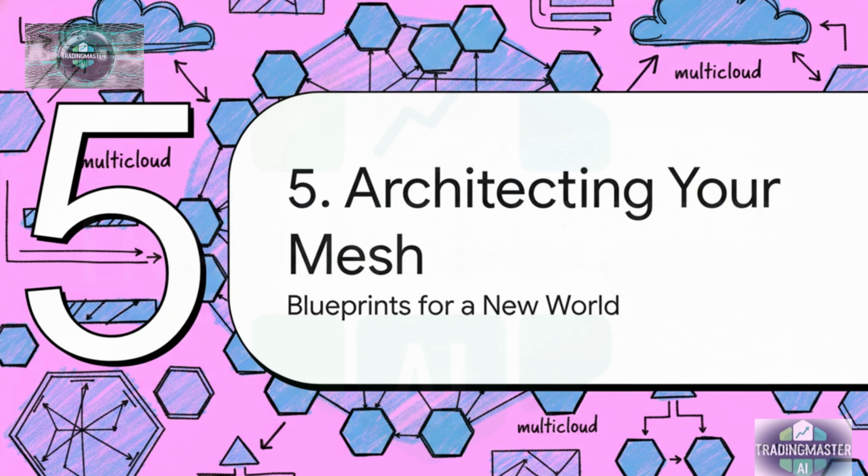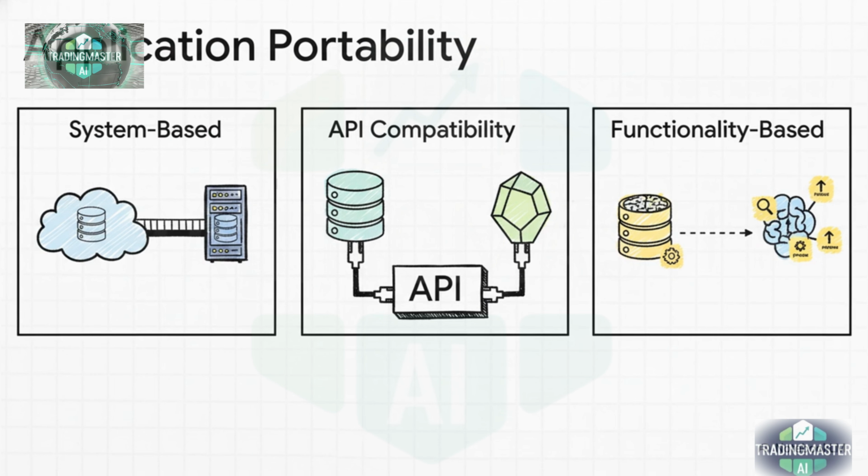All right, section 5. We've got our vision, we've got our tools. Now it's time to architect the mesh. Let's look at the blueprints for things like portability, bursting, and disaster recovery. So, achieving true application portability, it doesn't just happen by accident. It's a very deliberate architectural choice. And you can think of it in 3 levels.